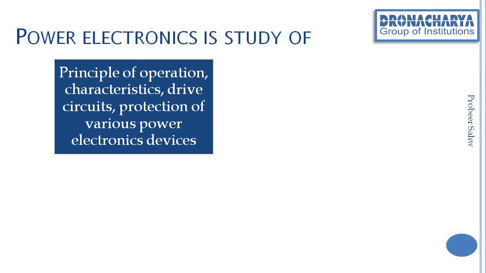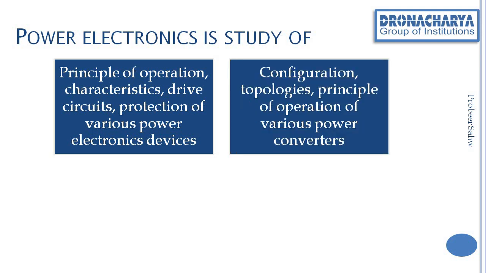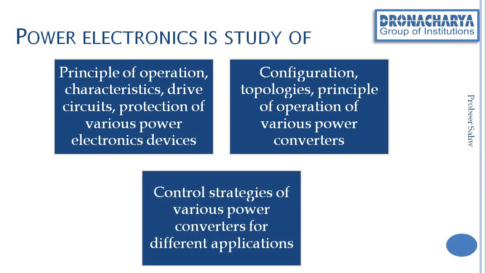So the study of power electronics in nutshell includes the following: study of principle of operation, characteristics, drive circuits, protection of various power electronic devices, and study of configuration, principle of operation, characteristics of various power converters, and last, study of various control strategies of the power electronic devices and various power converters for different applications.